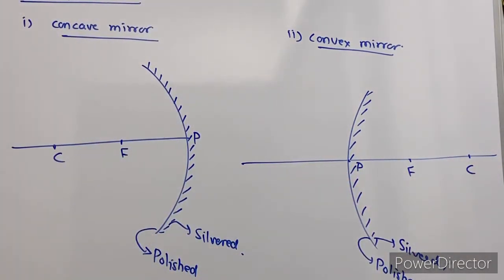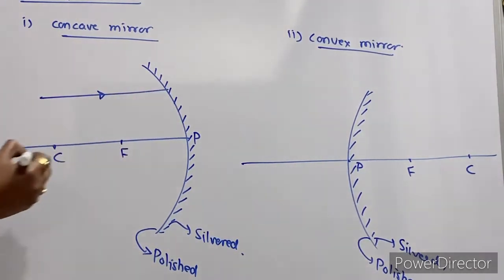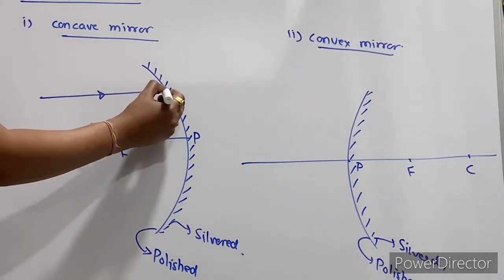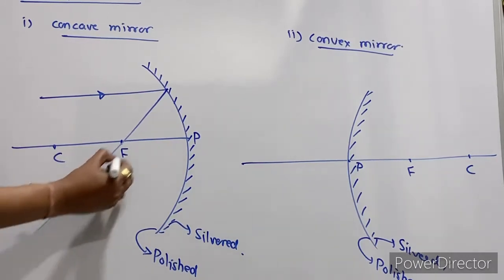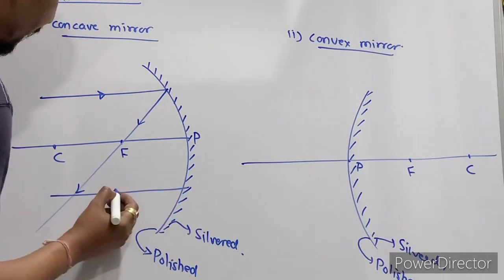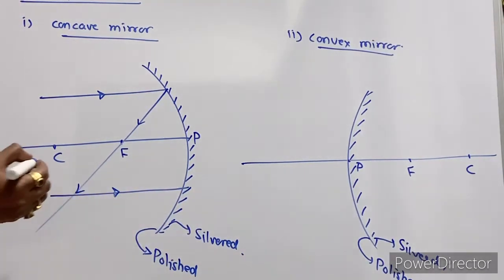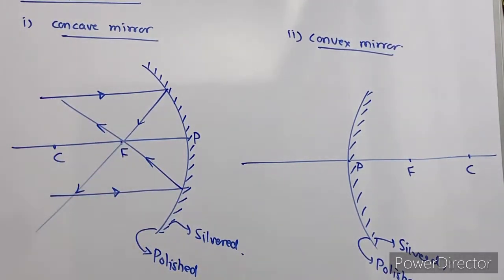Now any ray coming parallel to the principal axis, so this is my first incident ray, right? It will pass through focus after reflection, in the concave mirror. This is the first incident ray. Similarly, this is my second incident ray. Then after reflecting, it will pass through focus. This is the second reflected ray, right? This kind of image will be formed in case of concave.